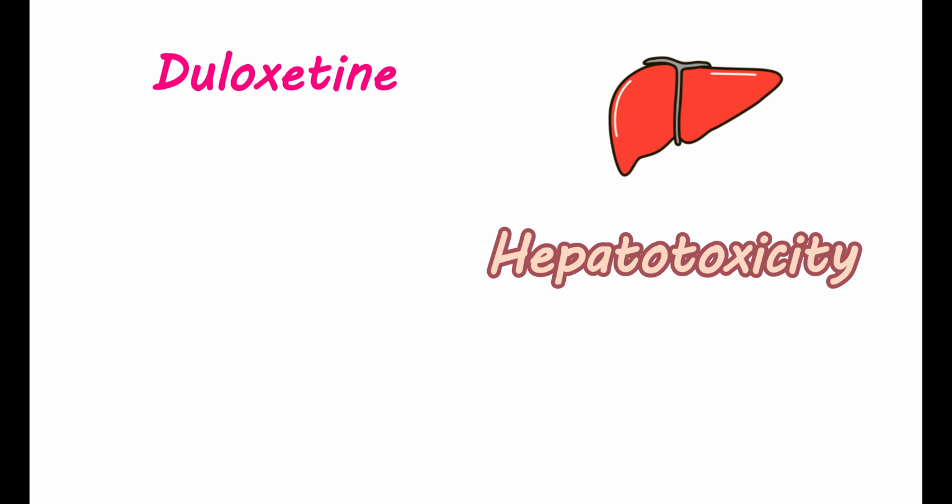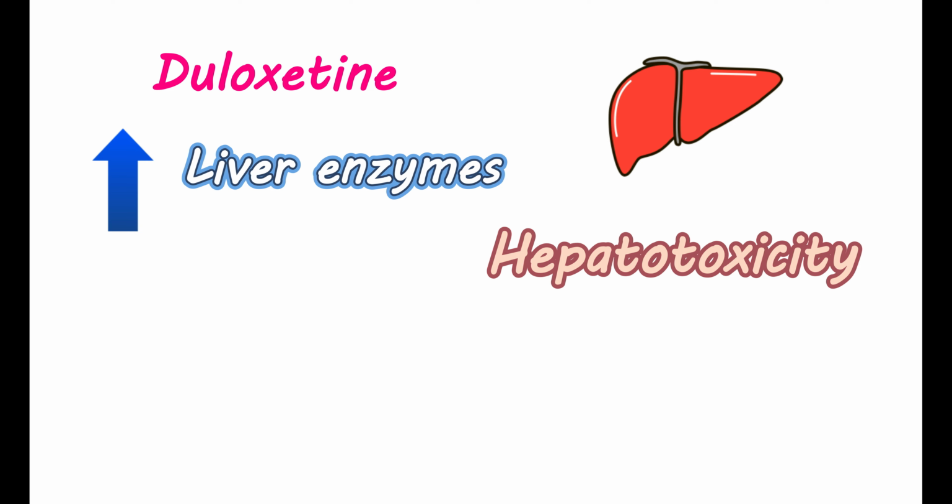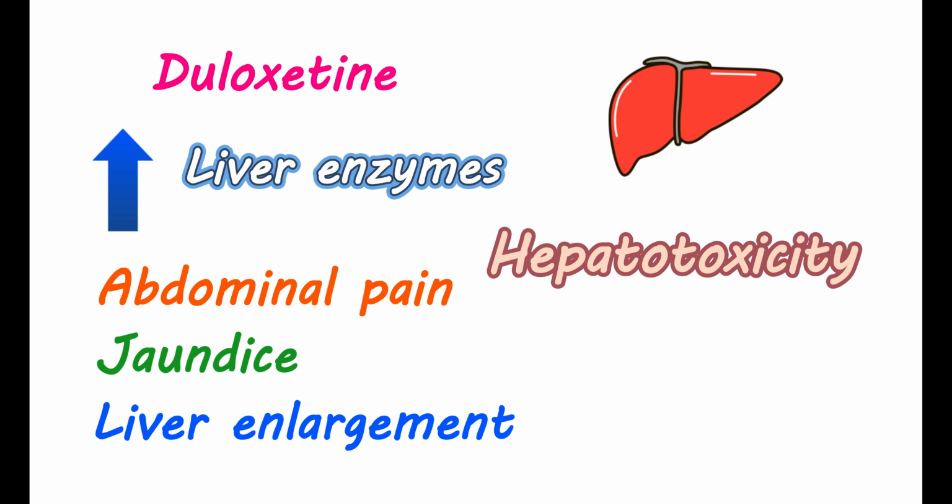Effect on liver. Use of duloxetine may affect your liver. It has the risk of inducing hepatotoxicity. Therefore, it is not recommended for people with liver dysfunction. Duloxetine can elevate liver enzymes significantly. Therefore, the development of a few symptoms like abdominal pain, jaundice, and liver enlargement may indicate a serious effect on the liver. In such cases, immediately the drug should be discontinued.